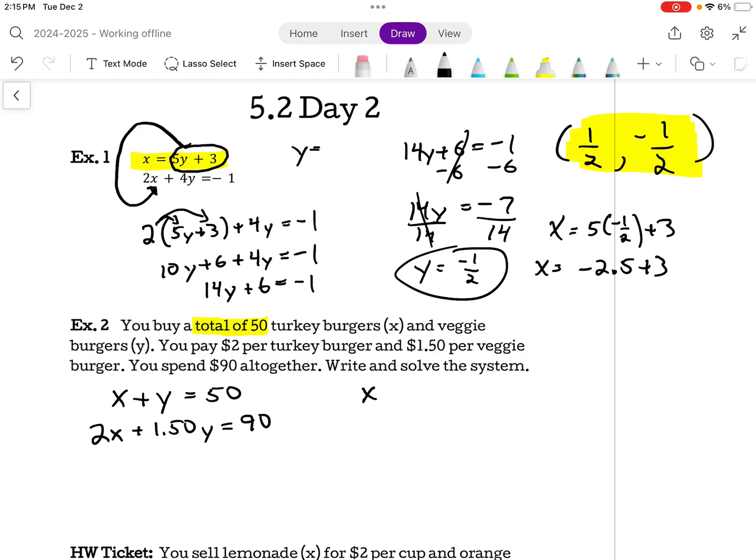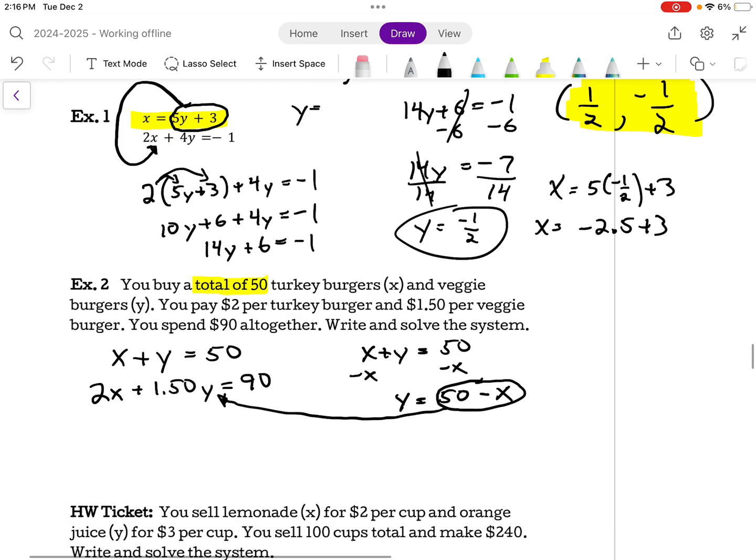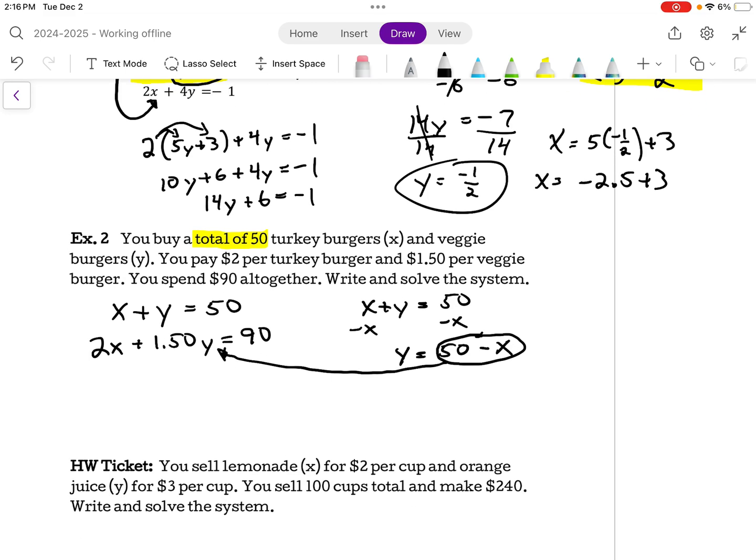So I think the easiest way to do this would be to take the top equation, and I think subtracting x on both sides might be the best move, because that gives me y is equal to 50 minus x, or -x plus 50, however you want to look at it. Once I get here, now that I have it solved for y, I can circle what y is equal to, and I can take that and substitute it into the other equation's y. So I'll do that right here.